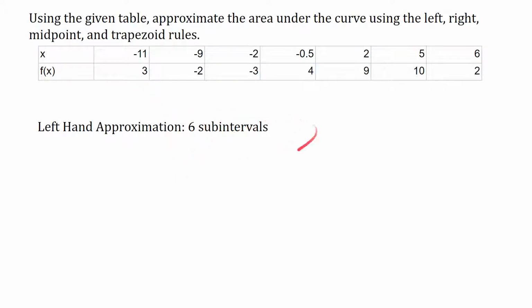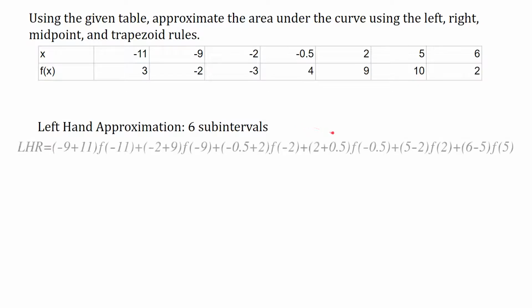subintervals. So for left-hand approximation, we're going to take the difference in two x values, or delta x, and multiply it by the left-hand function value, or the function value of the lower x value. So for example, for the first term, we'll take the difference between negative 11 and negative 9, and then multiply it by f of negative 11.